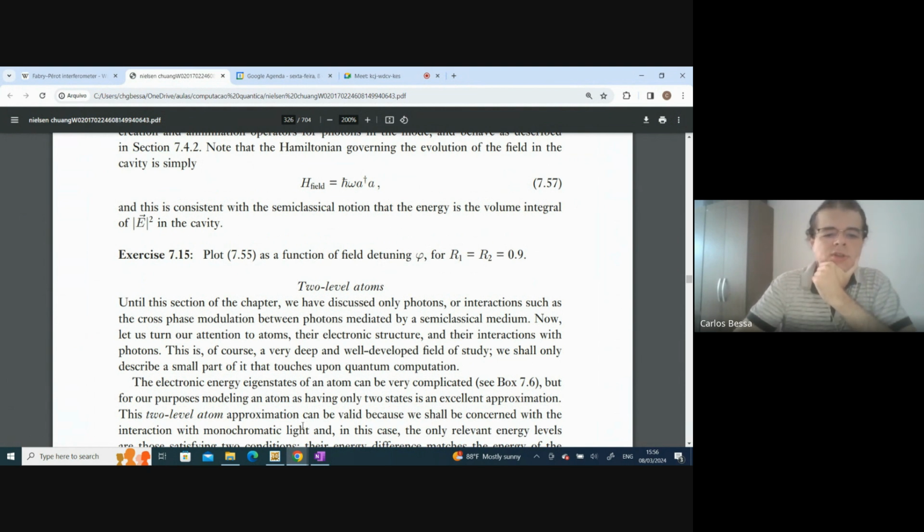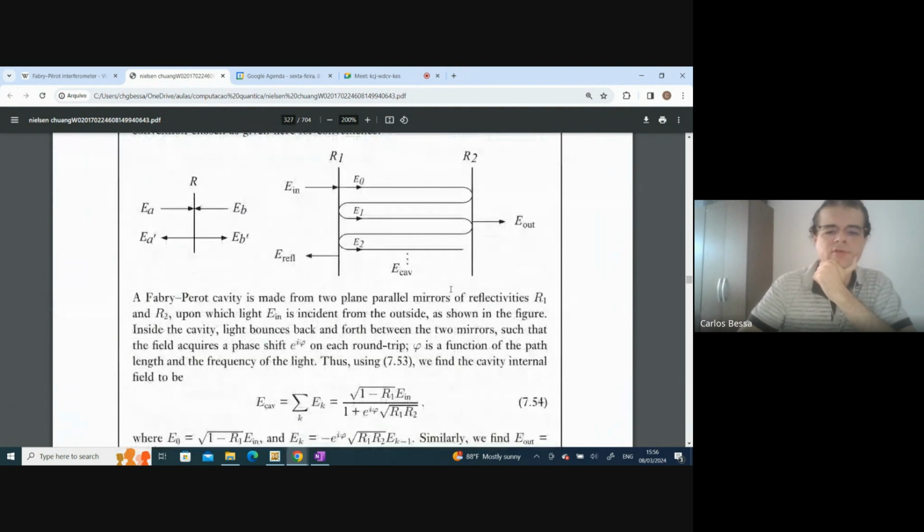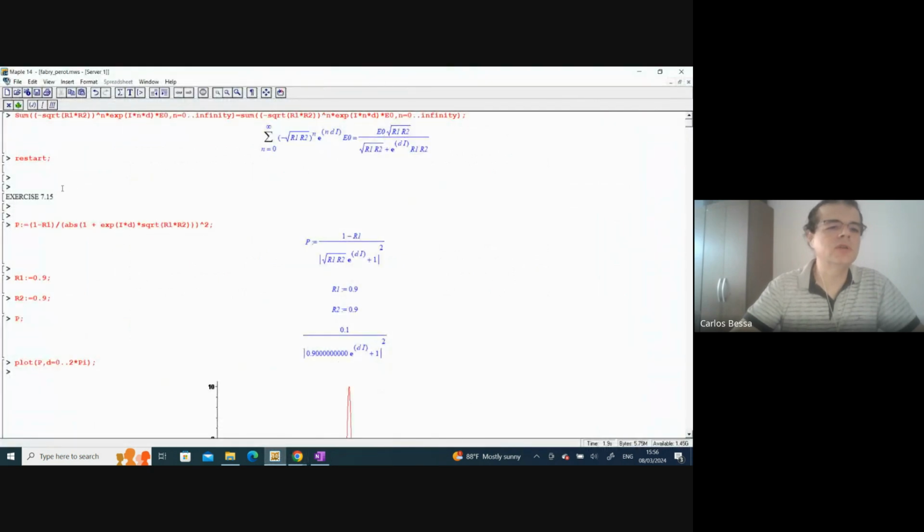So I did this. We need to take this expression that you just evaluated, that's the 7.55, this here, and plot for R1 and R2 both equal to 0.9. That's why it's open here, my exercise 7.15.